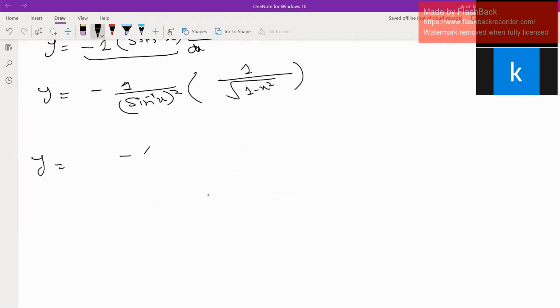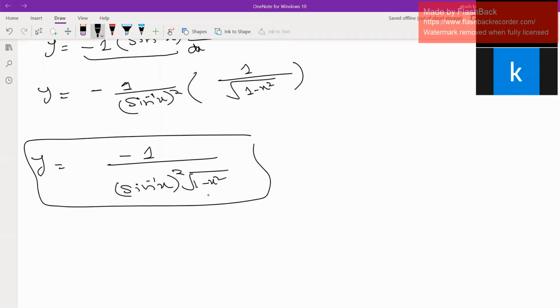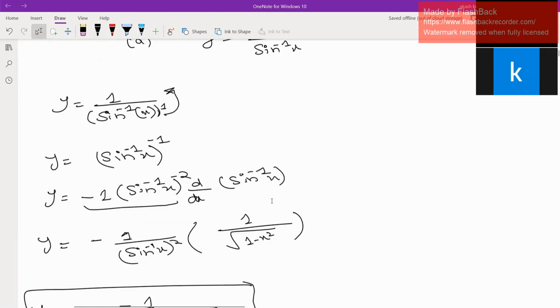So it is minus 1 in the numerator, and sin inverse x raised to the power 2 and square root of 1 minus x squared in the denominator. This is the answer. Is it clear? Yes. Okay, now let's do part B.